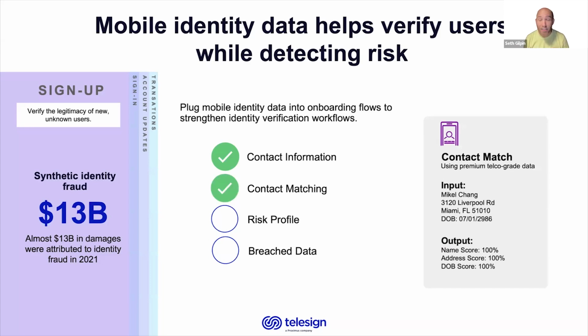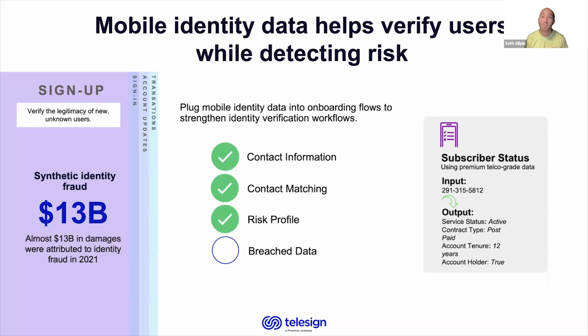We have a contact matching product. So again, when you input that phone number, Telesign can pull the PII information that's on the sign-up application, and we can benchmark that against what's on the mobile contract and deliver a 0 to 100% accuracy score. We have our subscriber status product that benchmarks a number of different traits on the contract, the tenure, the account holder, the payment status, etc. And you can use that to better detect risk.